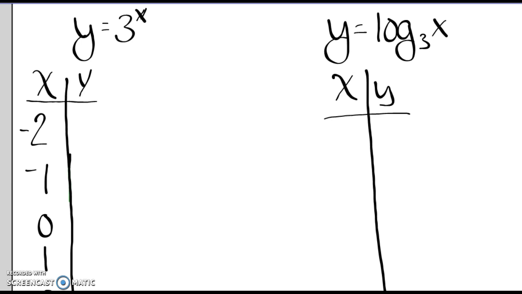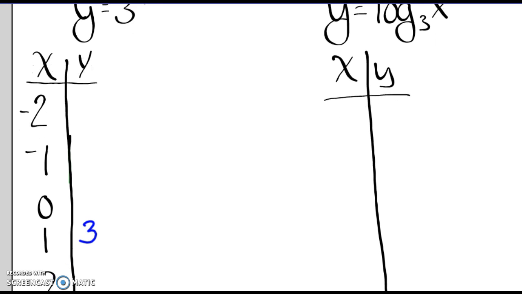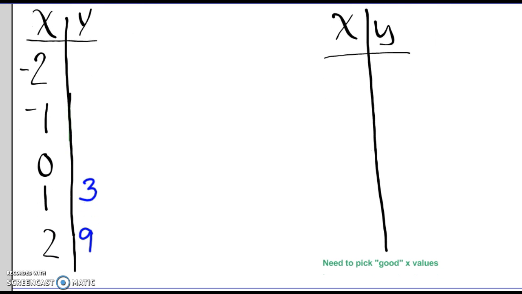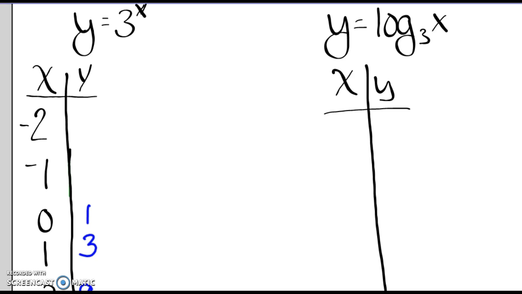On y equals 3 to the x, we know that 3 to the first is 3. We know that 3 squared is 9. Anything to the 0 power is 1. Negatives make it flip upside down. 3 to the negative 1 makes it a reciprocal, so it's 1/3.